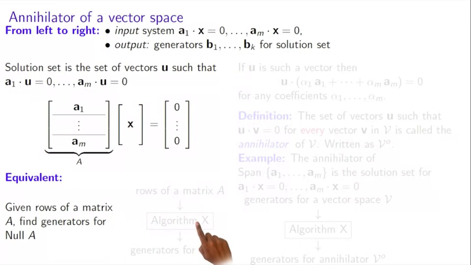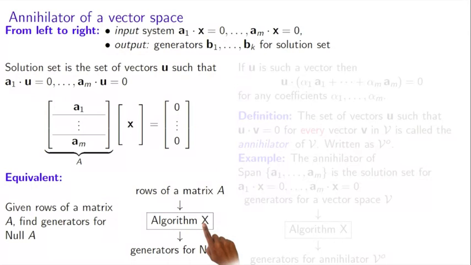Suppose we had an algorithm for this problem. Let's call it algorithm X. The input to algorithm X is the rows of a matrix A, and the output is the set of generators for the null space of that matrix. In fact, later in the course, we'll see several algorithms that can play that role.